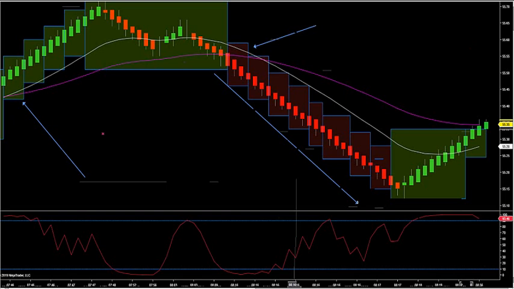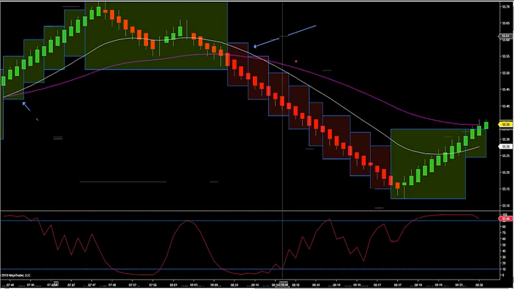But my point is that look at the thickness of the box to determine if there's speed in the market. And then look for the first retracement. Okay?